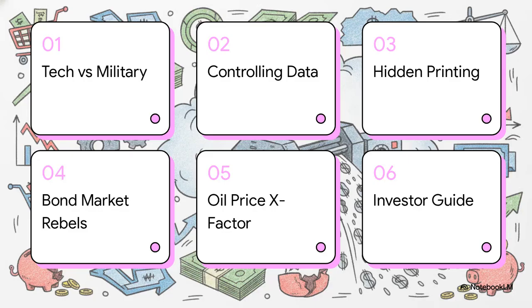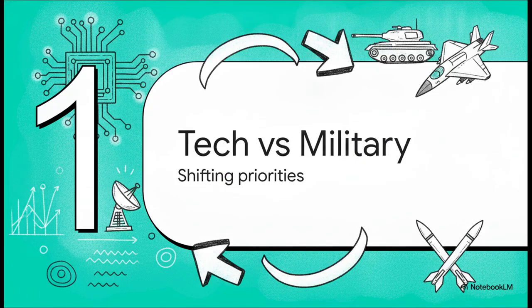To survive the coming inflation, we have to understand the Fed's playbook. We're breaking this down step by step, starting with 1, the tech versus military conflict, 2, controlling the economic data, 3, banks and hidden money printing, 4, the bond market rebellion, 5, the oil price X factor, and finally, 6, the investor survival guide. Section 1, the tech versus military conflict and shifting global priorities.